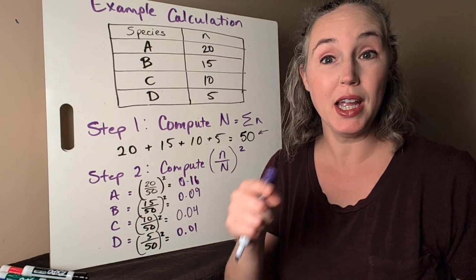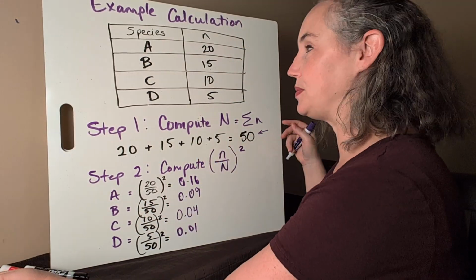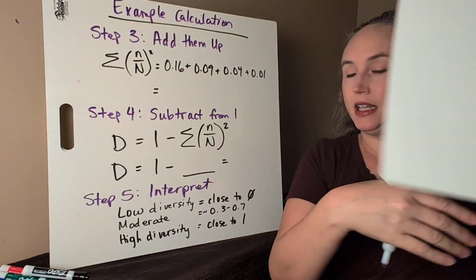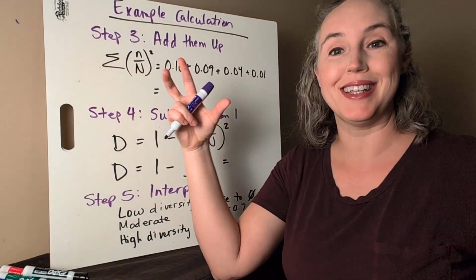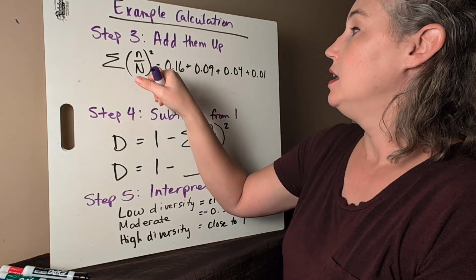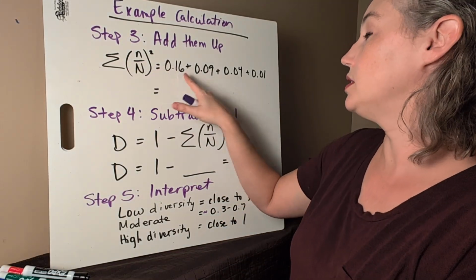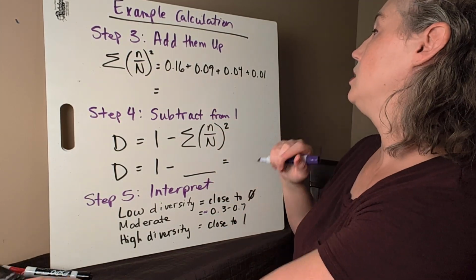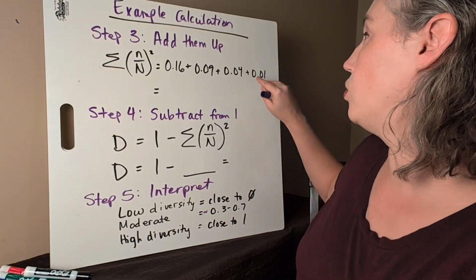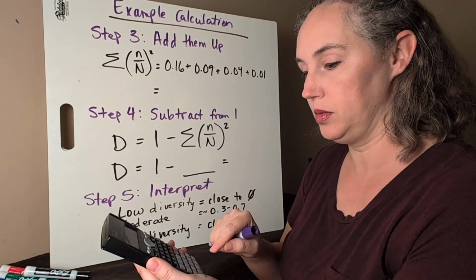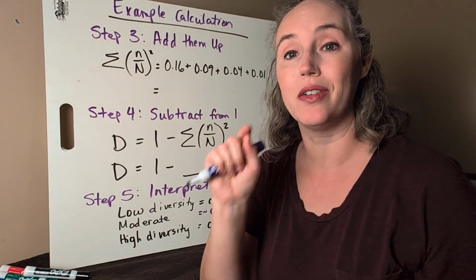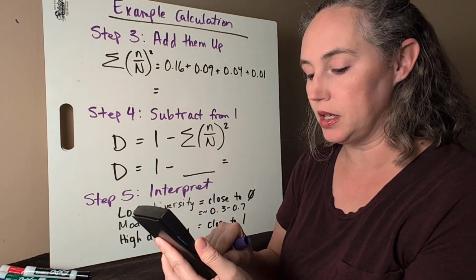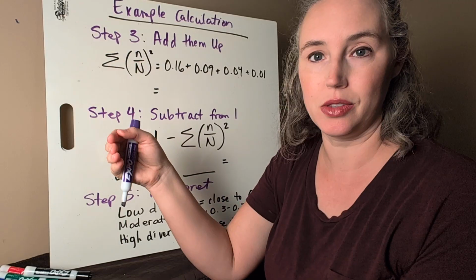So then step 3, sum, add them up. We have our summation, that just means add them all together. So 0.16 plus 0.09 plus 0.04 plus 0.01. Again, as always, let me remind you, use the calculator you plan to use on the exam as you practice throughout the year.